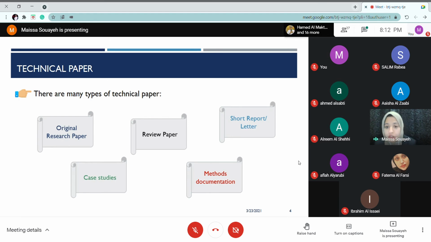Methods documentation is similar to, for example, the API standards. The API standard comes as a technical paper that describes how you're going to use a certain instrument or how to conduct a certain test.